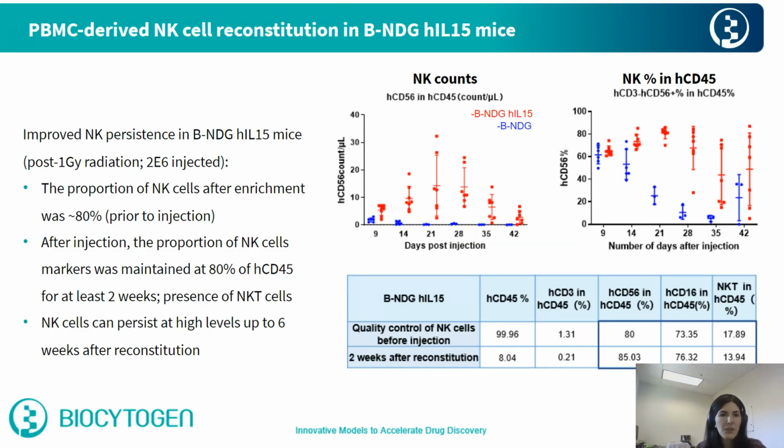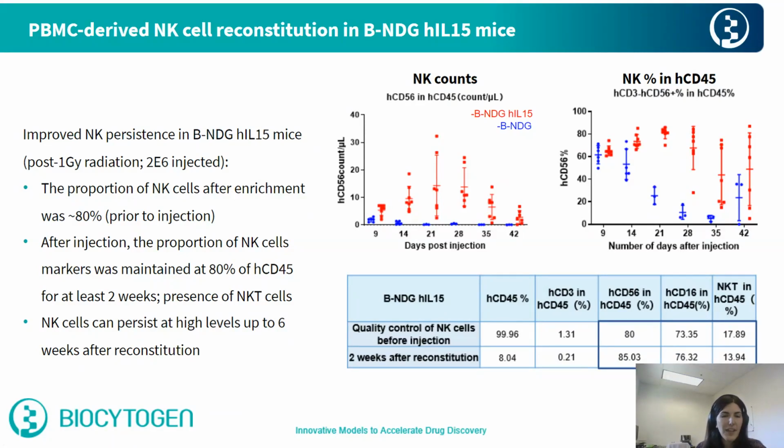In addition to confirming expression of human IL-15, we also performed some proof of concept studies to show that the humanized IL-15 strain better supports human NK cell engraftment and maintenance. In this study, the PBMC-derived NKs were pre-sorted and engrafted into either BNDG humanized IL-15 mice, shown by the red dots, or the parental BNDG strain, shown by the blue dots.